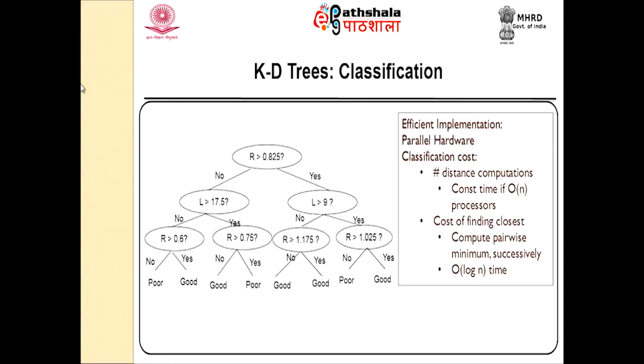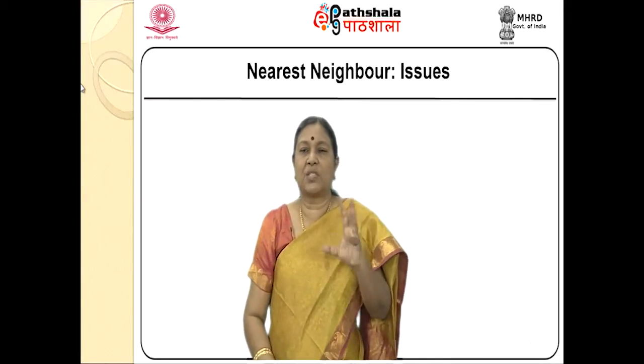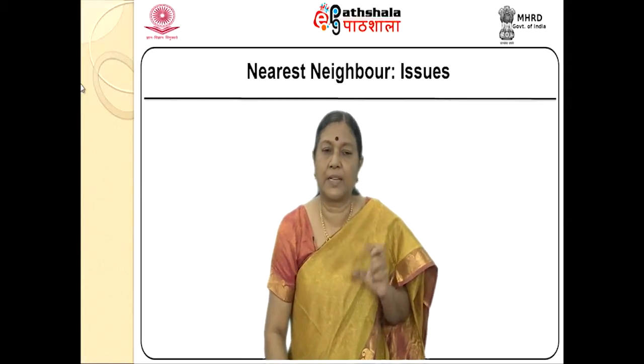So, basically what you are doing, depending upon the parameters, is splitting the sets such that you have fewer comparisons to make as you go along. So, what are the issues associated with the nearest neighbor? That is the next question we have to ask.